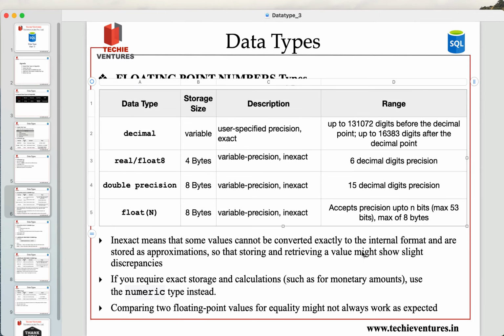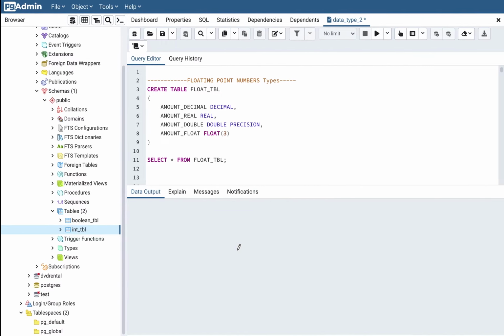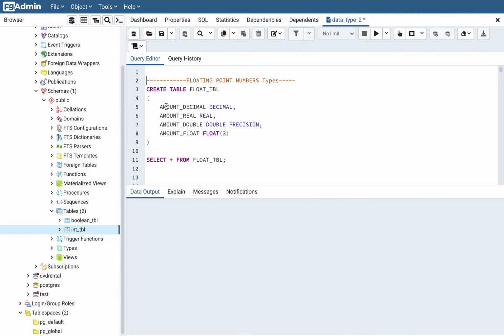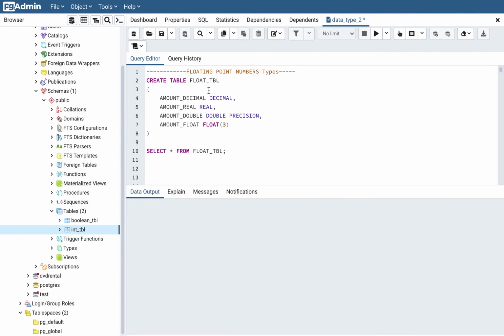Now let's jump into some practical examples to understand all these data types. I have already created a few of the tables for us. So I'm creating a floating point number. We are creating a table here called float table, in which we have defined all the possible data types, right? So we have a column called amount decimal, then a column called amount real, amount double, and amount float. For each of the columns, I have defined different data types. For amount decimal, the data type is decimal. I just use the name decimal so that we know that it is a decimal data type.